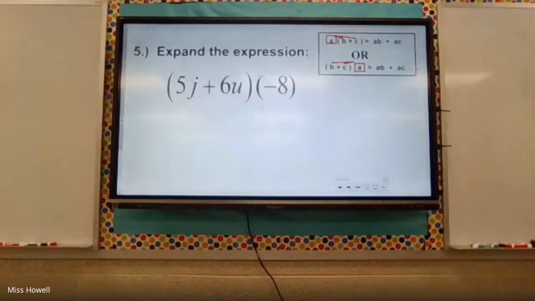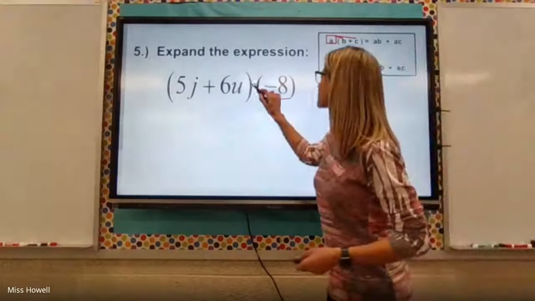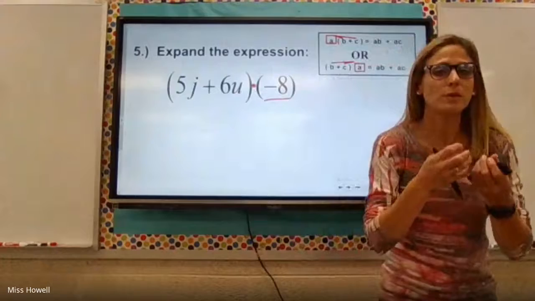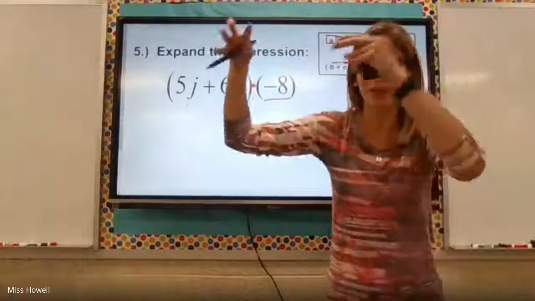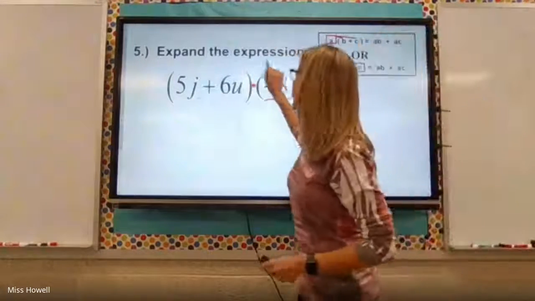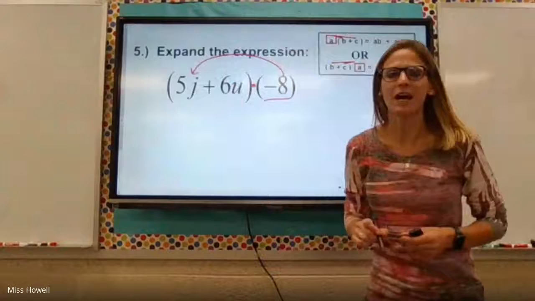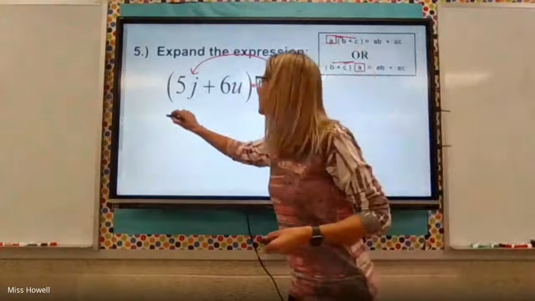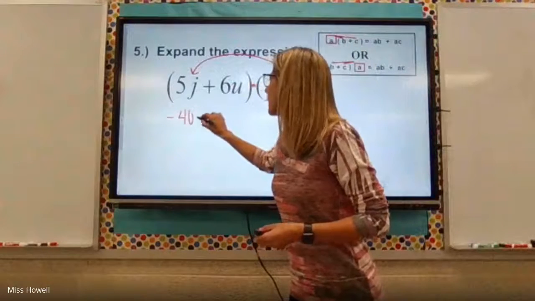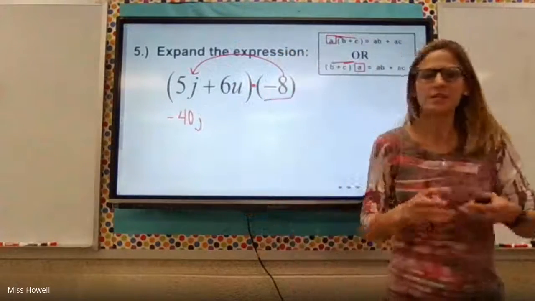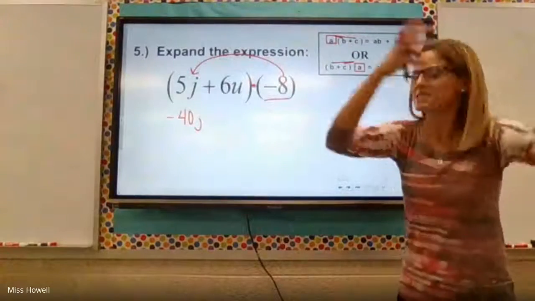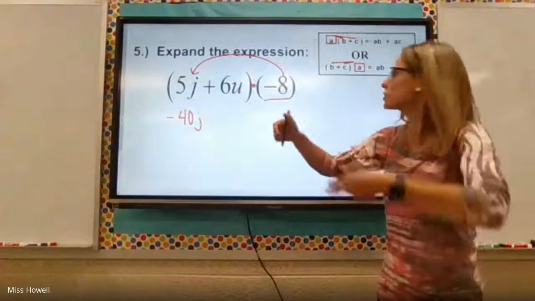All right, number 5. We want to take 5j plus 6u times a negative 8. Negative 8 is our outside thing that needs to get distributed or shared to all the items on the inside. So negative 8 times 5 times j would give us a negative 40 times j. All right, we've got to do that same thing. A negative 8 times positive 6u.